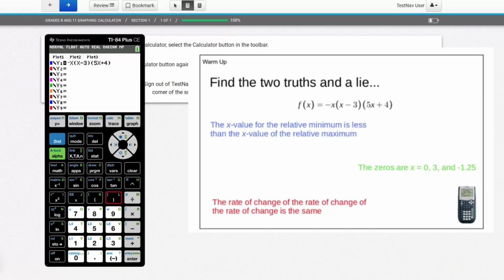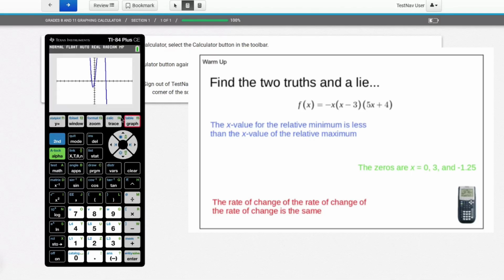What we're trying to find is three things. First, the x value for the relative minimum, which you talked about in a previous lesson, is less than the x value for the relative maximum. Second, the zeros are 0, 3, and negative 1.25. Third, we'll see if the rate of change of the rate of change of the rate of change is the same. I wonder what that means.